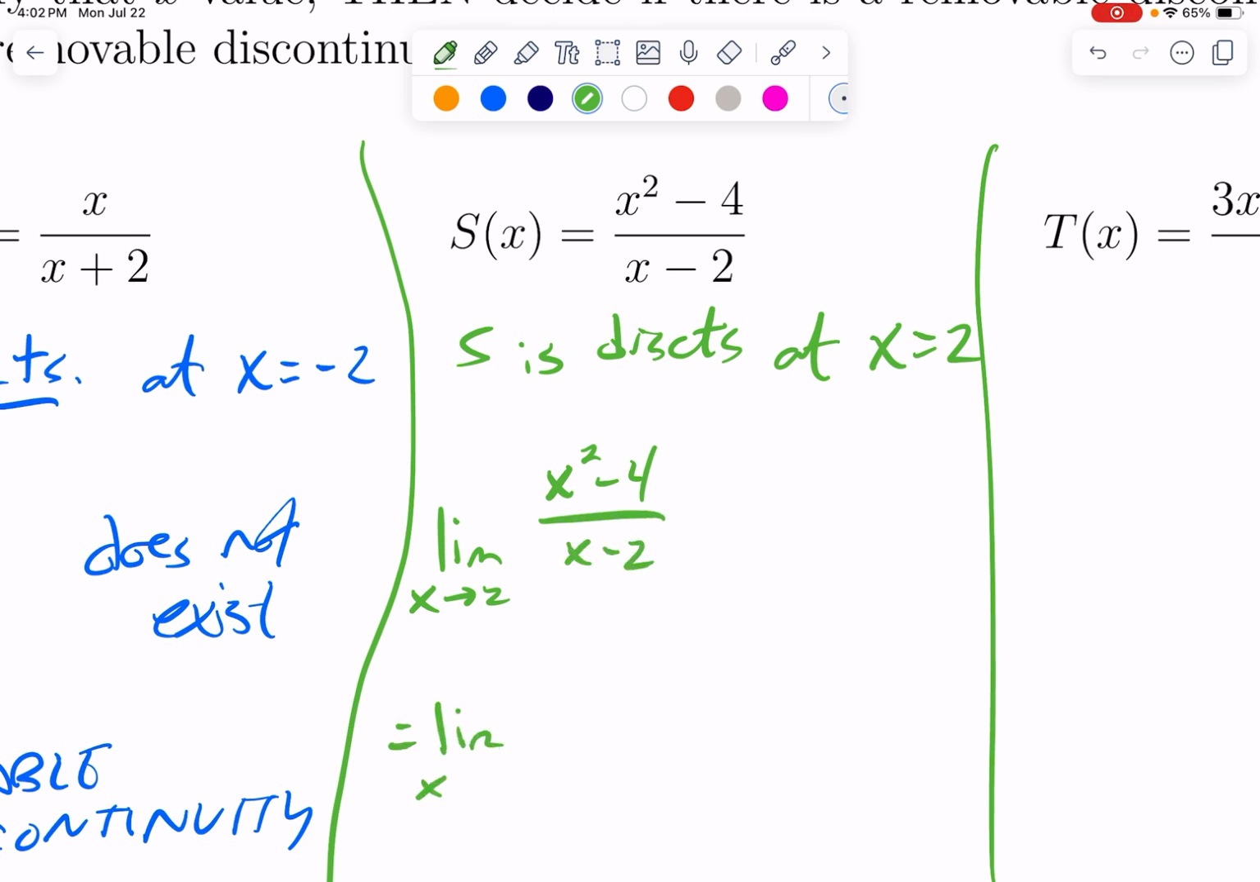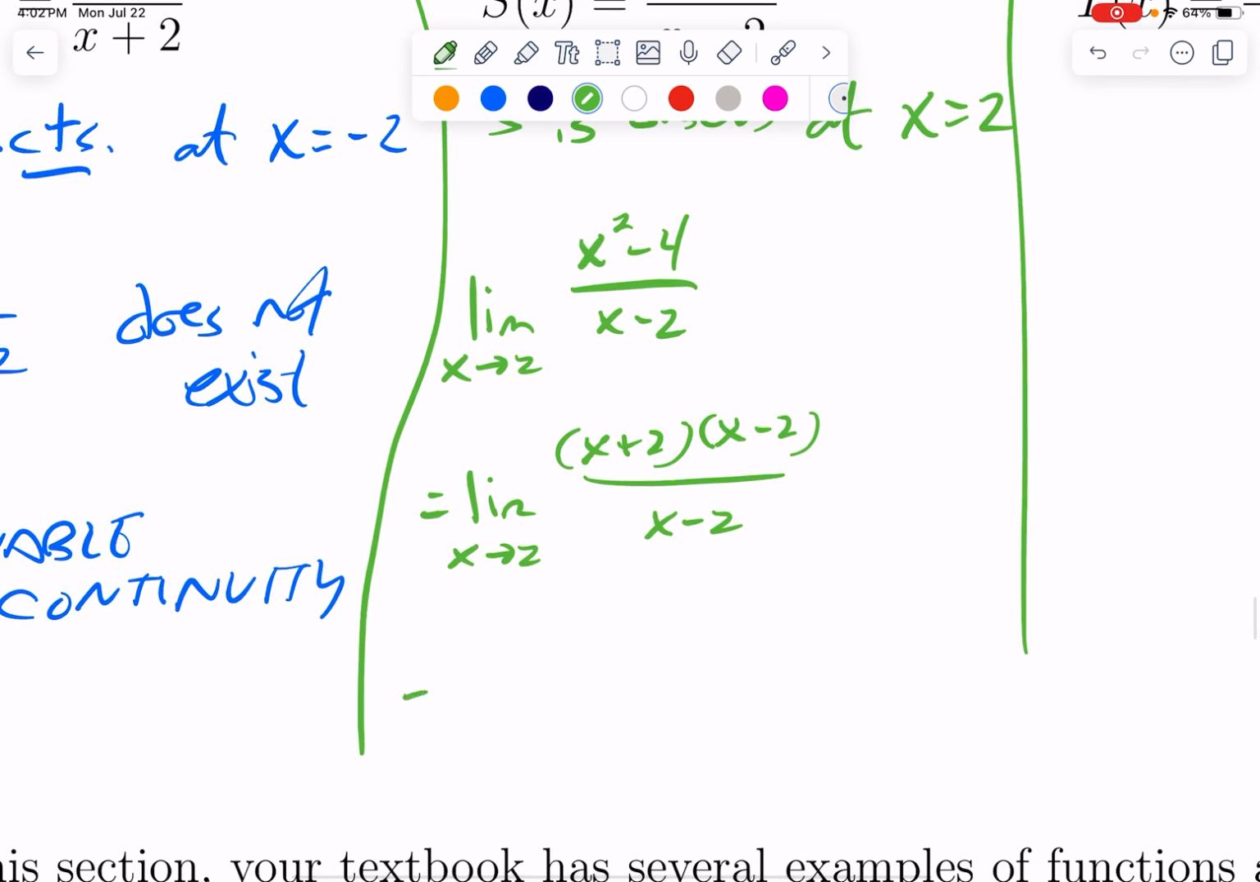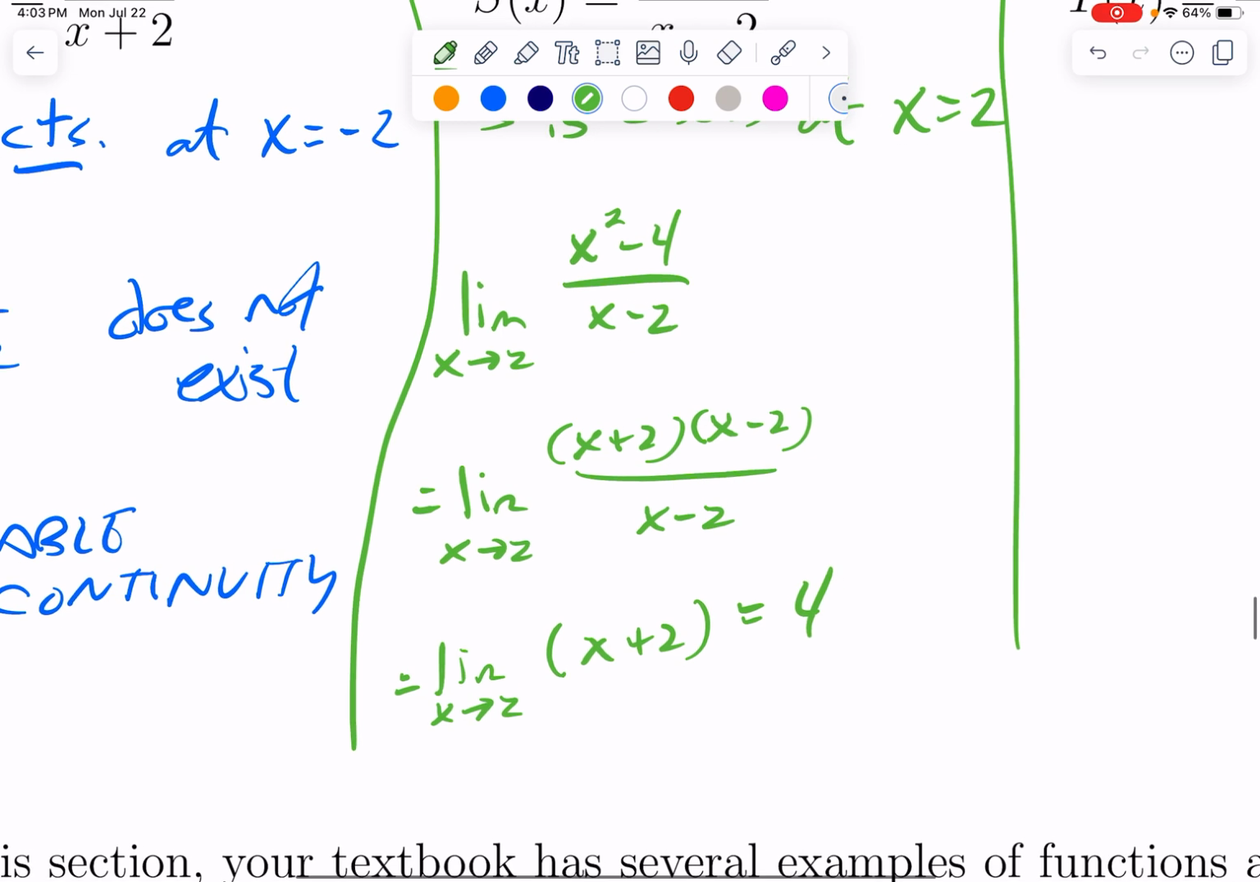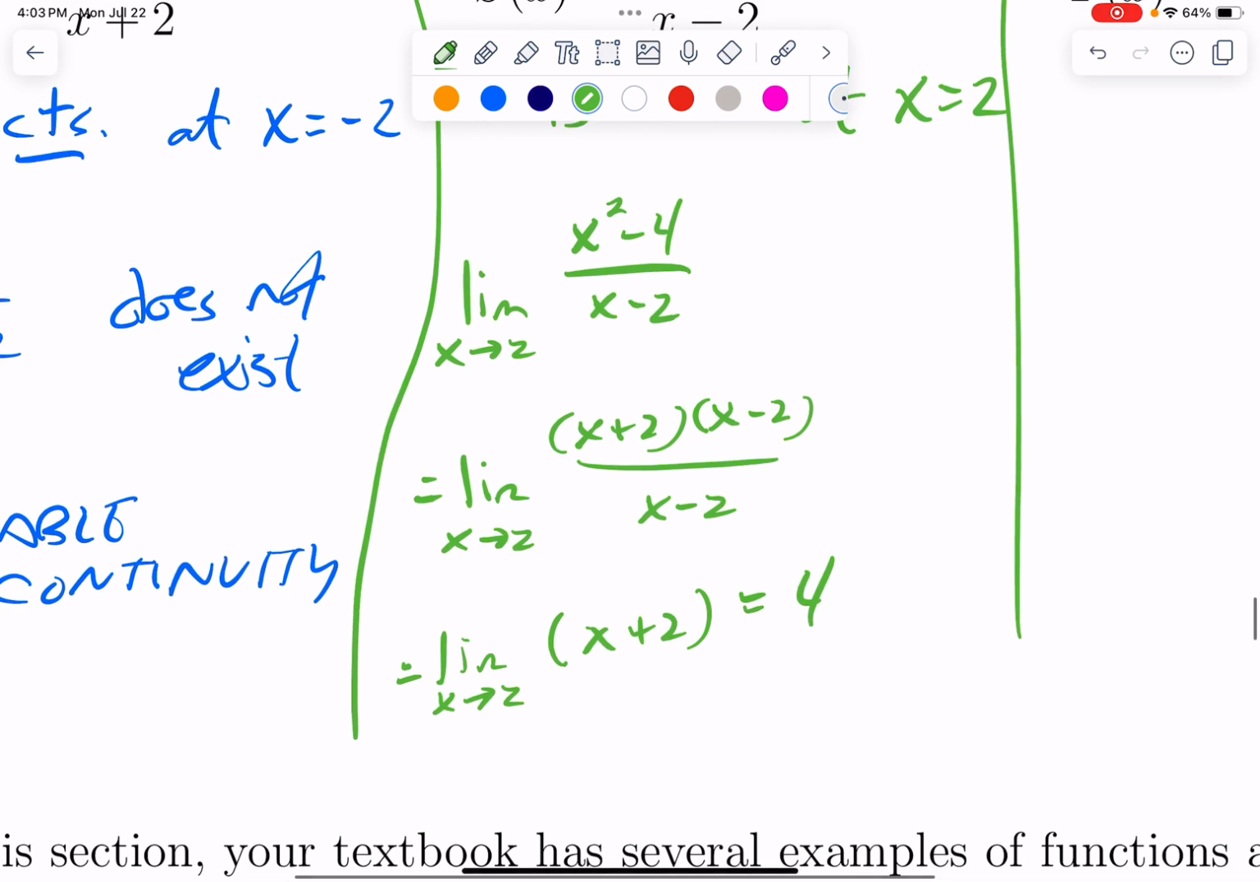Maybe we will notice that the numerator factors, and we can cancel out what was giving us that 0 over 0 behavior. So the limit exists even though there's a discontinuity. So this is removable.